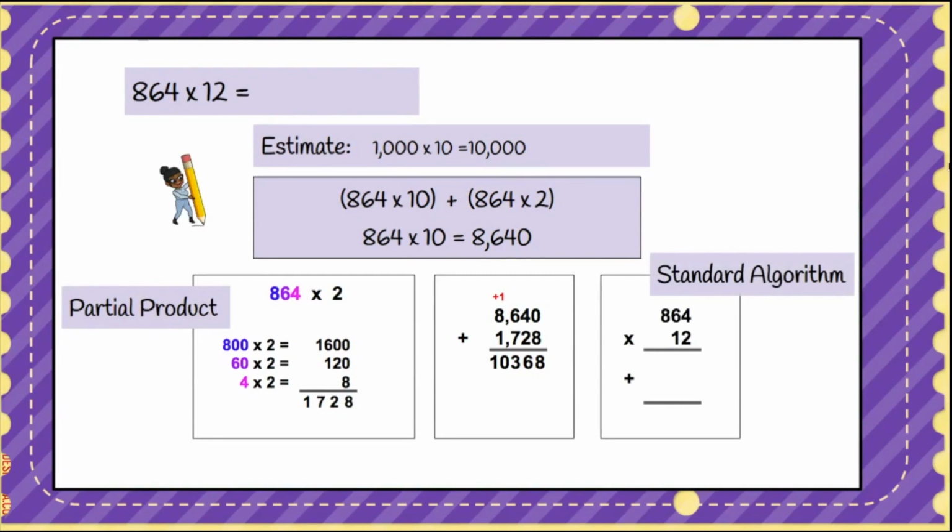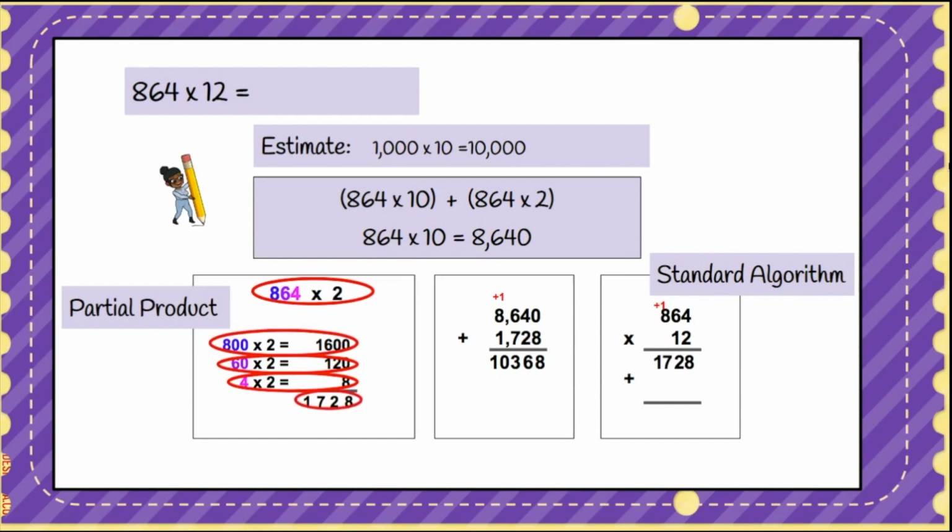In the standard algorithm, we're going to start by multiplying 864 times 2. 4 times 2 is 8. 60 times 2 is 120. And 800 times 2 is 1,600. Plus the 100 we regroup gives us 1,728.